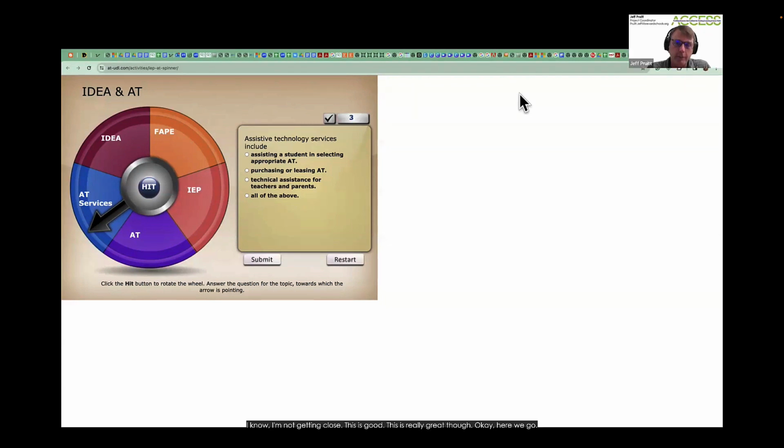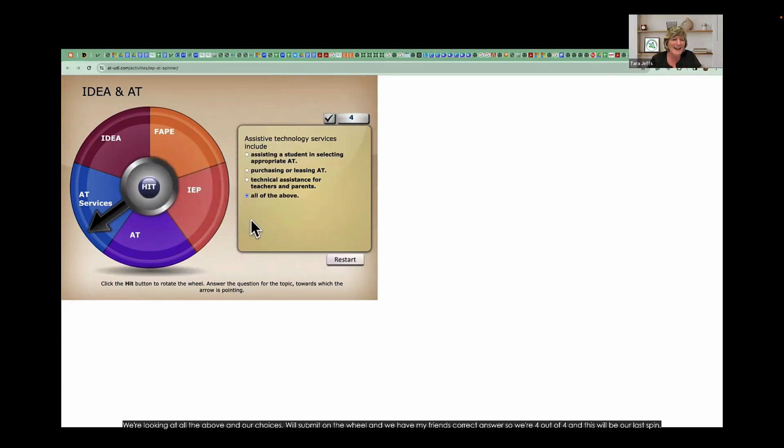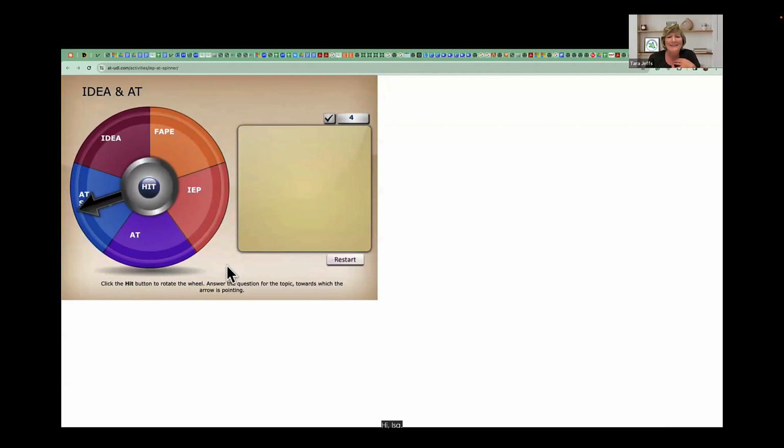You can't fool them. I know, I'm not getting close. This is good. This is really great, though. Okay, here we go. We're looking at all the above in our choices. We'll submit on the wheel, and we have, my friends, a correct answer. So we're four out of four, and this will be our last spin.